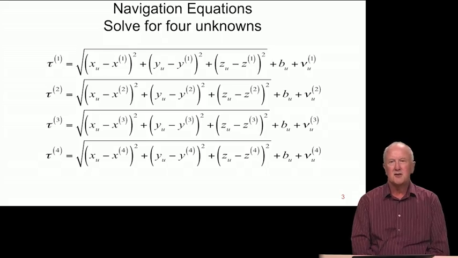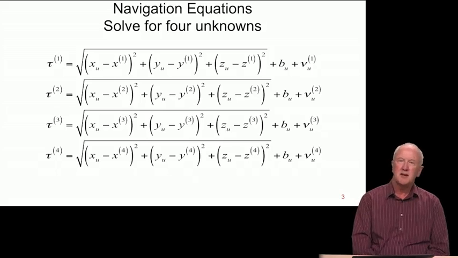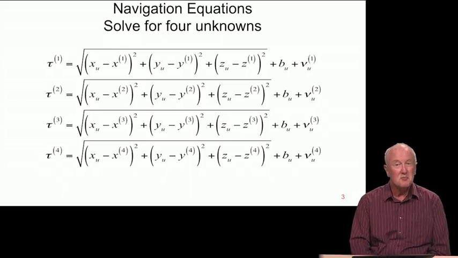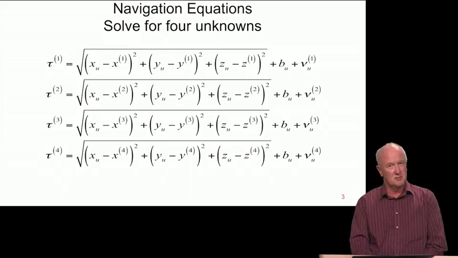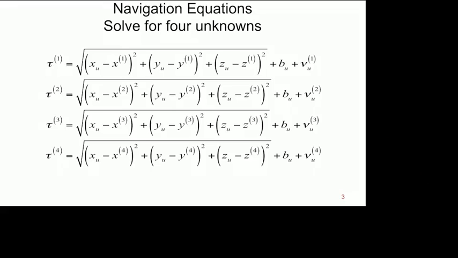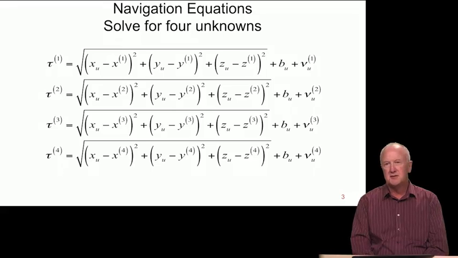In addition to the Euclidean distance, we have bu. And bu is something we've talked about previously. That's the impact of the user clock offset being different than GNSS or GPS system time. Fortunately, that bu appears the same in all of the four pseudo-range measurement equations. Because bu appears the same, it's something that we can manage as another unknown to be solved for.